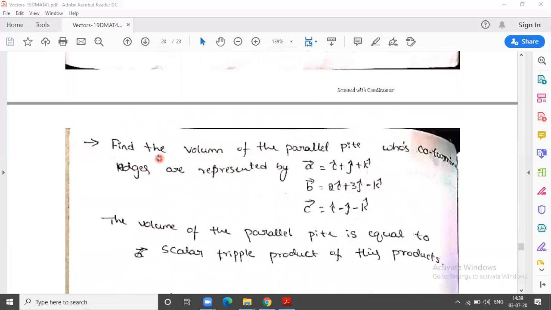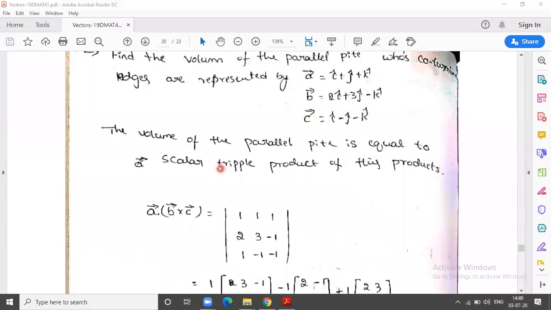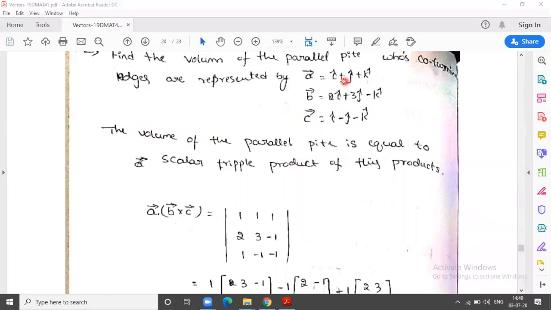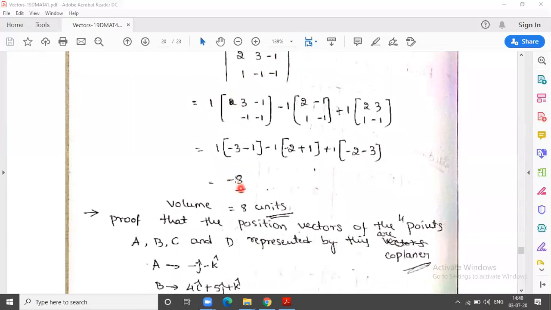So next, find the volume of the parallelepiped whose co-terminal edges are represented by vectors A equals I plus J plus K, B is 2I plus 3J minus K, and C is I minus J minus K. Volume of the parallelepiped means you just have to find the scalar triple product of the given three vectors, A dot B cross C. So the IJK components of A are 1, 1, 1, B is 2, 3, minus 1, C is 1, minus 1, minus 1. Just note down and evaluate. If you evaluate this determinant, you will get the value as minus 8.